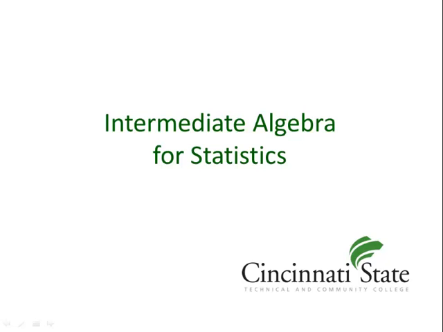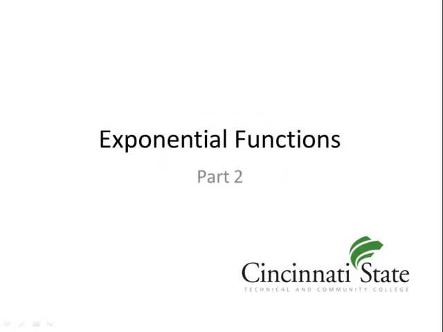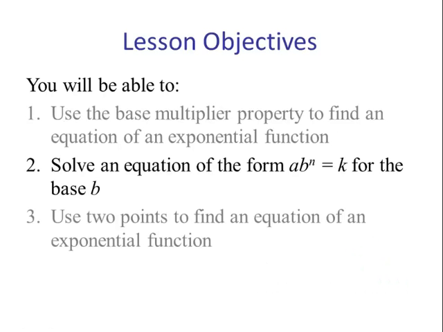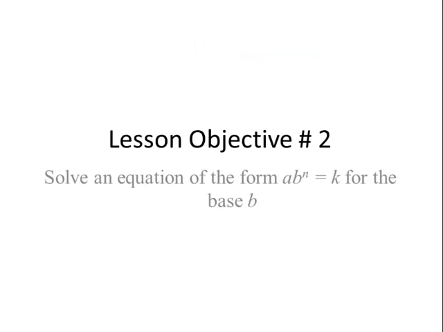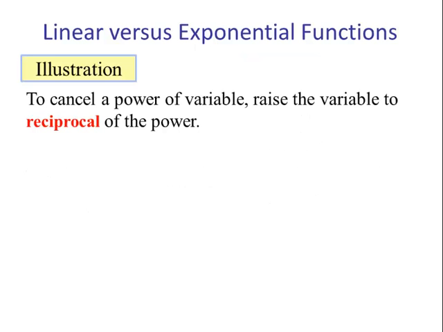Intermediate Algebra for Statistics, Exponential Functions, Part 2. Lesson Objective: solve an equation of the form a times b to the n equals k for base b. To cancel a power of a variable, raise the variable to the reciprocal of the power.